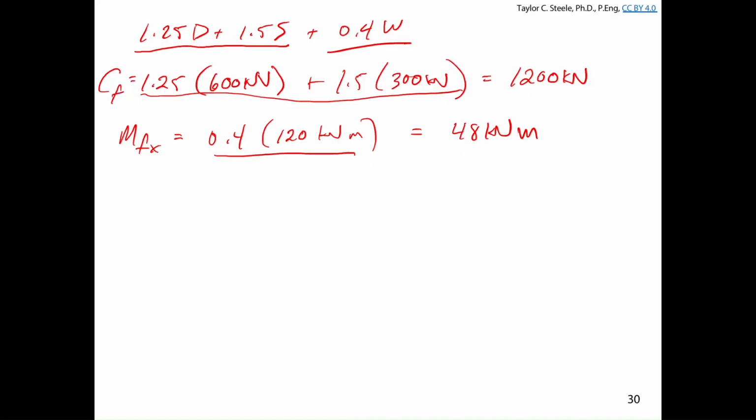Are there any questions about why we look at the load combinations in this way for this particular load case or combination before we continue?